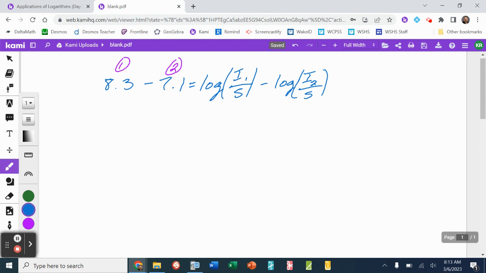Now, with our properties of logarithms, we have the quotient property, which says that because I have these two logarithms at the same base, and I'm taking a difference between the two of them, I can always rewrite these as a single logarithm. So this is going to be the common log of the measurement for the first earthquake, I1 divided by S, the standard intensity, divided by the intensity of earthquake 2 divided by the standard intensity.